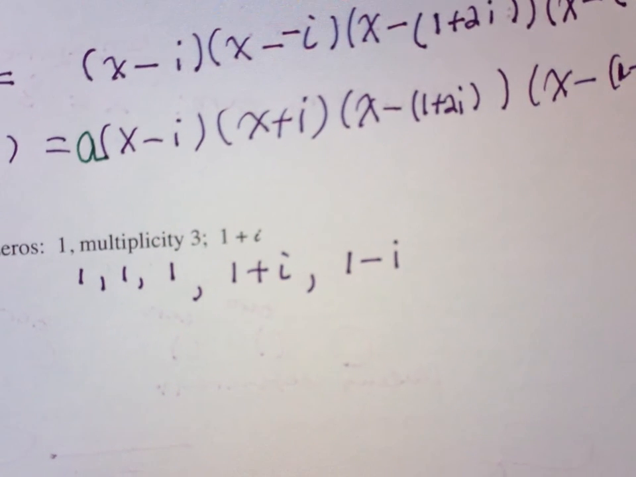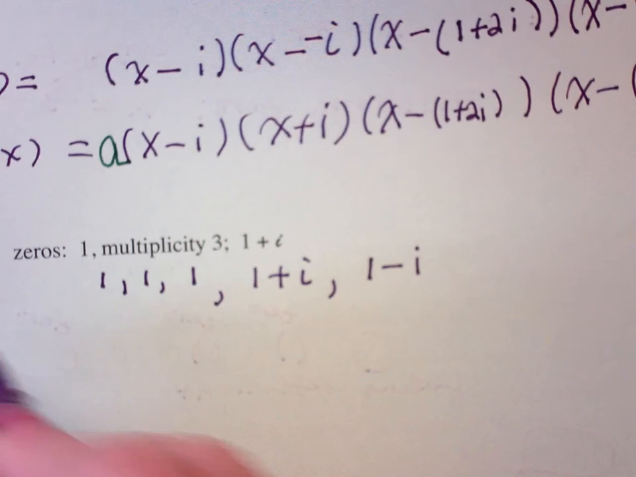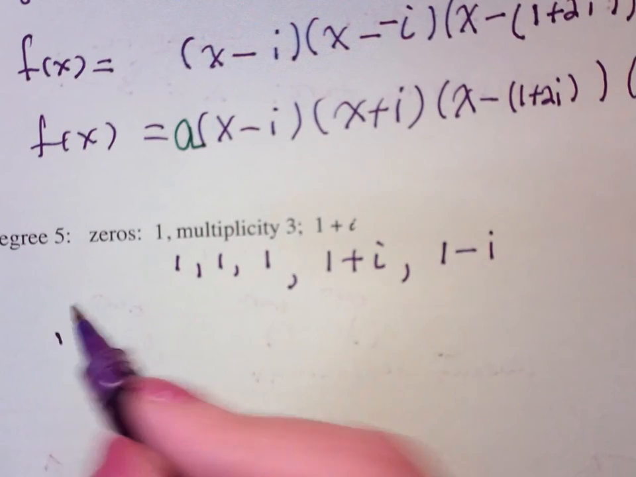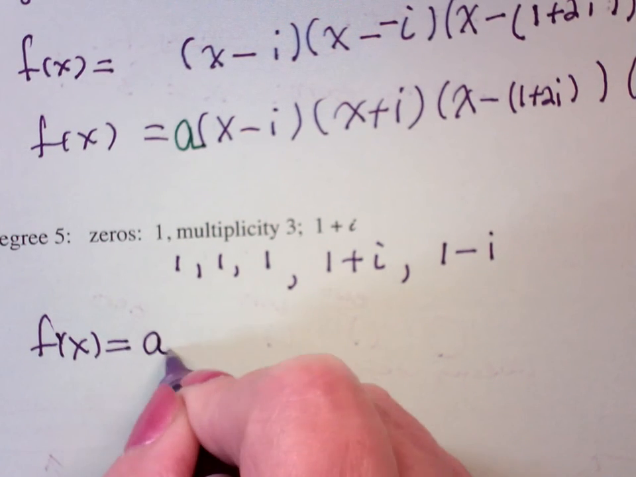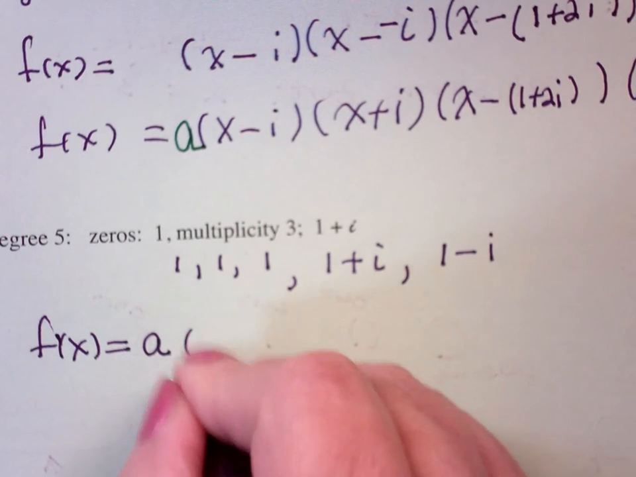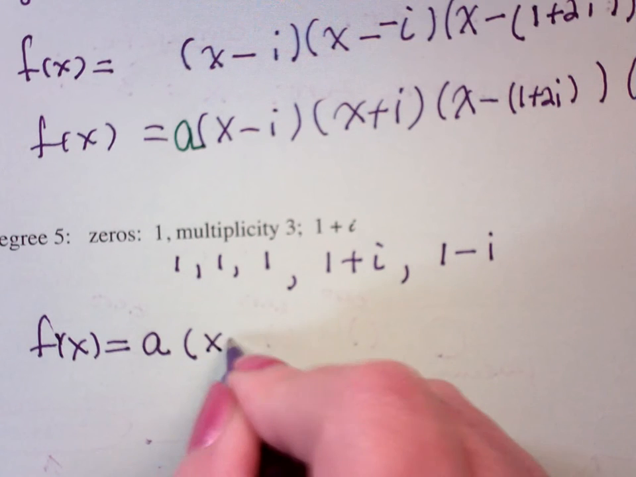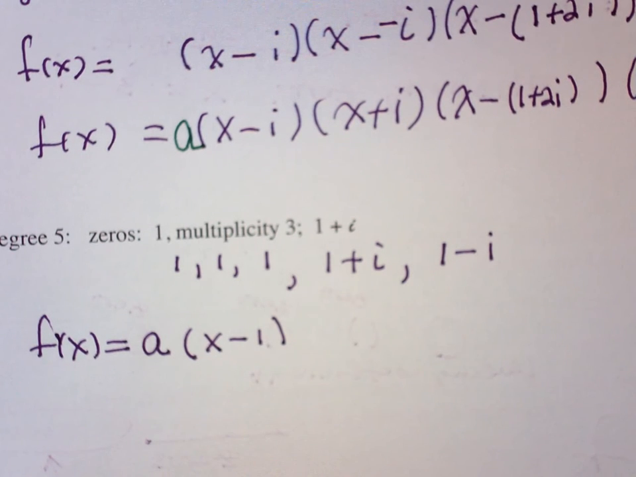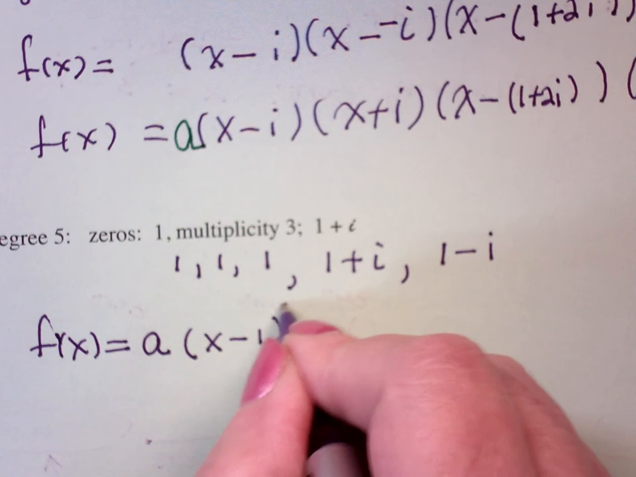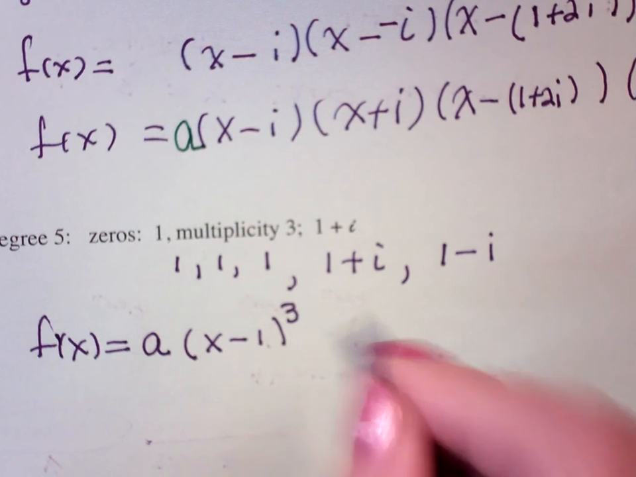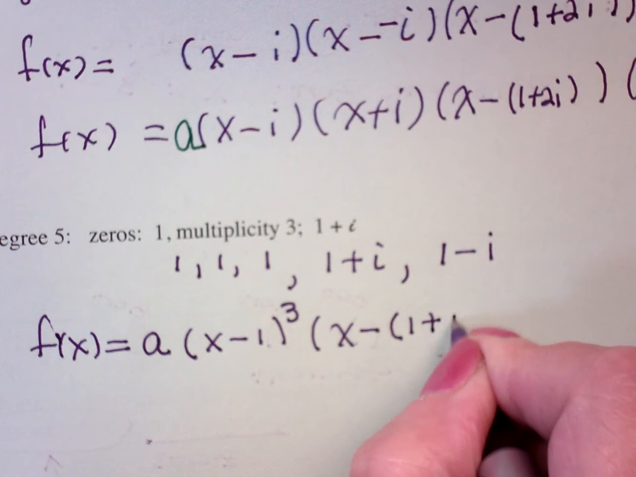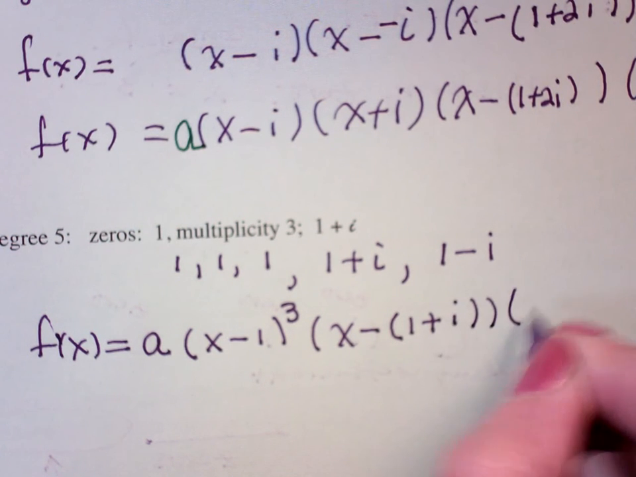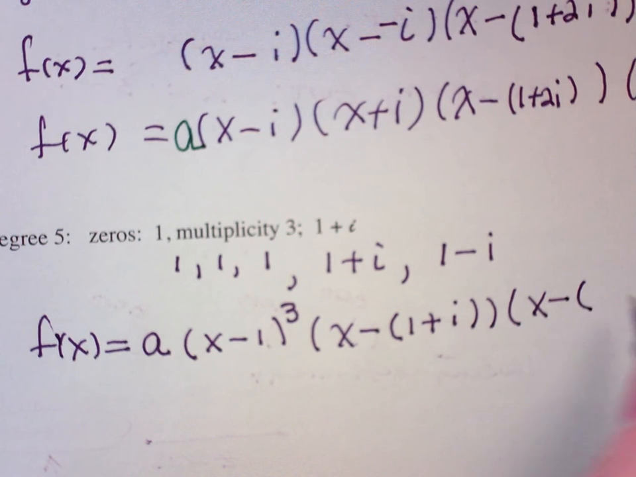So what's a possible function? Well, my possible function is f of x equals some constant times x minus 1. Since it's multiplicity 3, it's going to be cubed, right? Times x minus the 0, which is 1 plus i, times x minus the 0, which is 1 minus i.